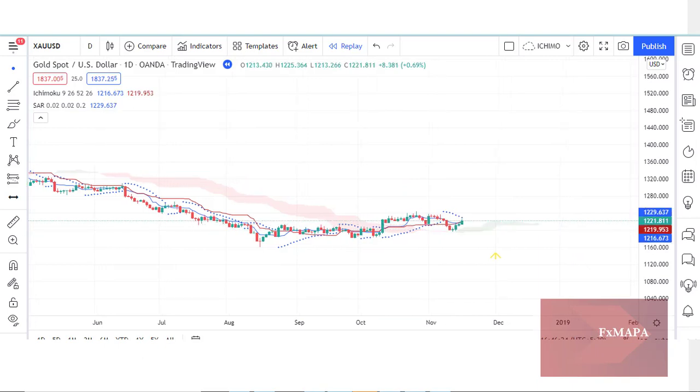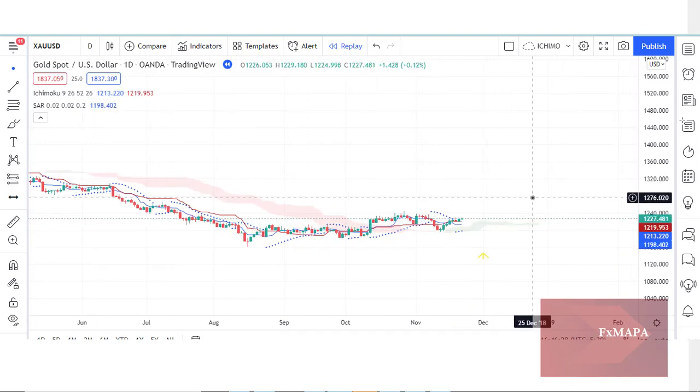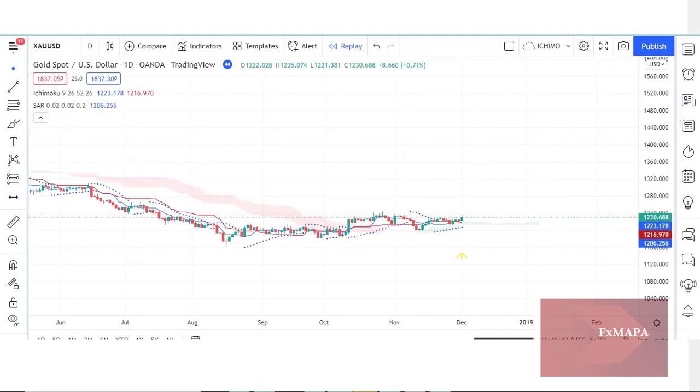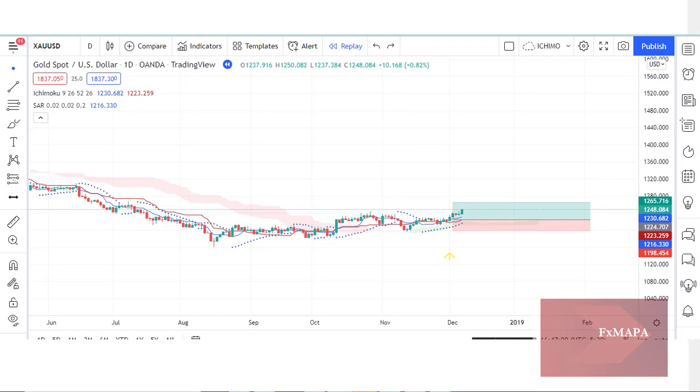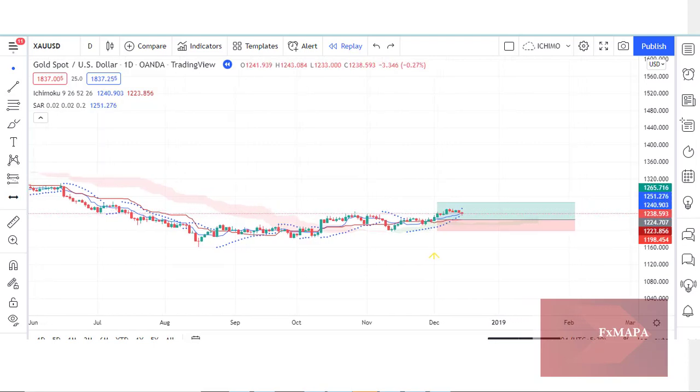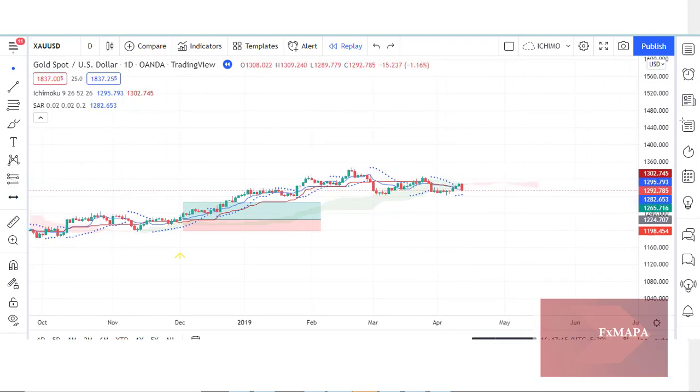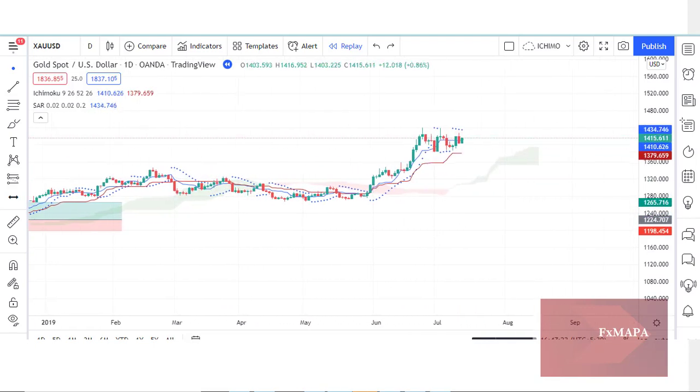As we can see here, the conversion line of the Ichimoku cloud crossed the baseline of the Ichimoku cloud and candles are above the Ichimoku cloud. Also we can see the parabolic indicator also gives a signal, so all our conditions are fulfilled here. Now we will take a buy trade. Let's see what happens to our trade. Now our trade is running in profit. Now we have won the trade. Let's find the next trade available.